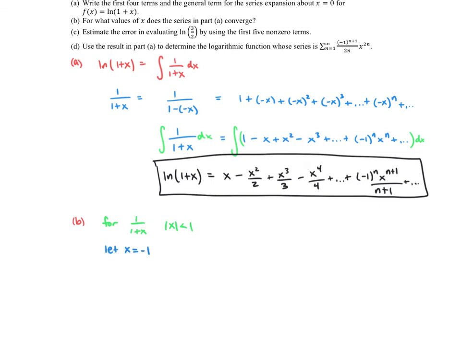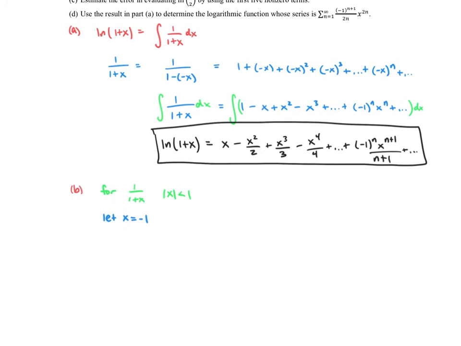both ends of this. So let's let x equal -1. Remember, we're testing our general term here. So we have the series -1 to the n times -1 to the n plus 1 divided by n plus 1. Let's simplify that down a little bit. So that's going to be -1 to the 2n plus 1 over n plus 1. Remember, 2n plus 1 is odd.